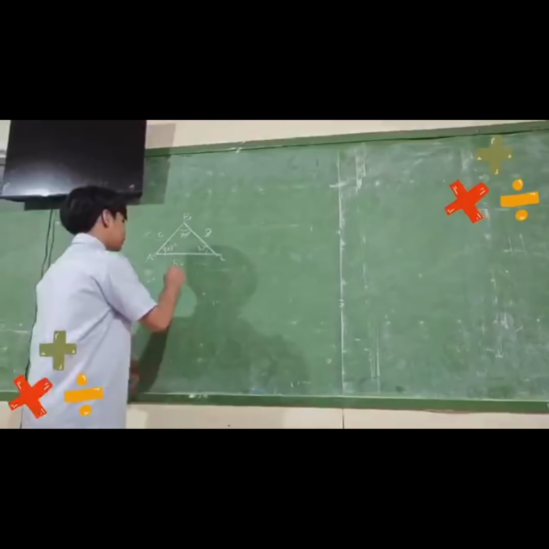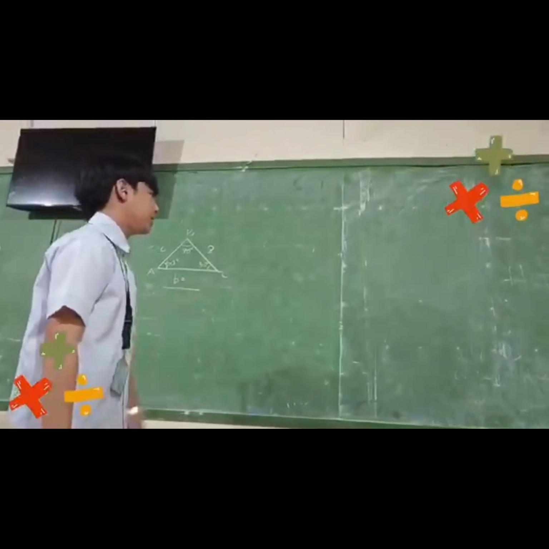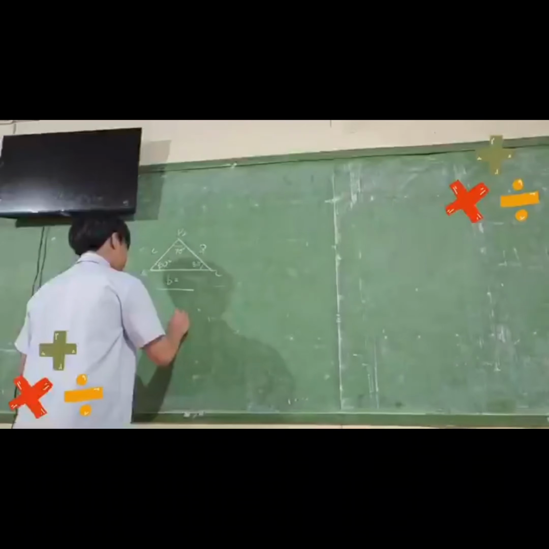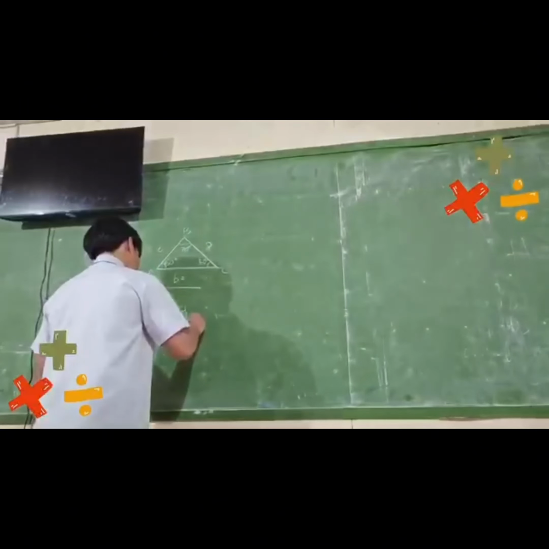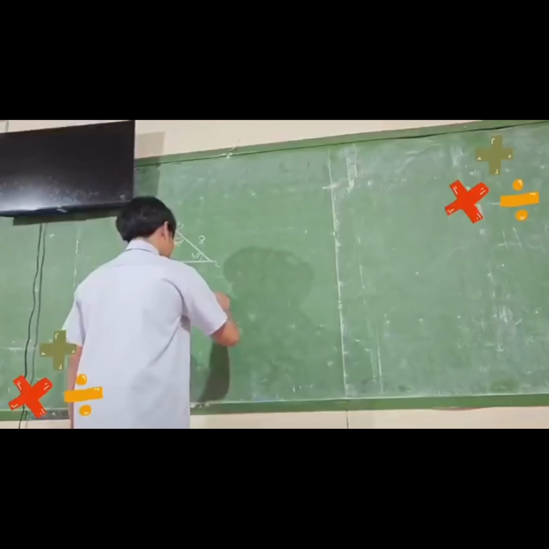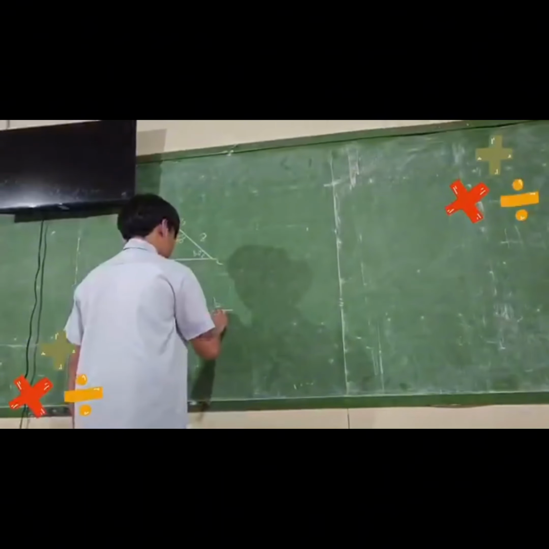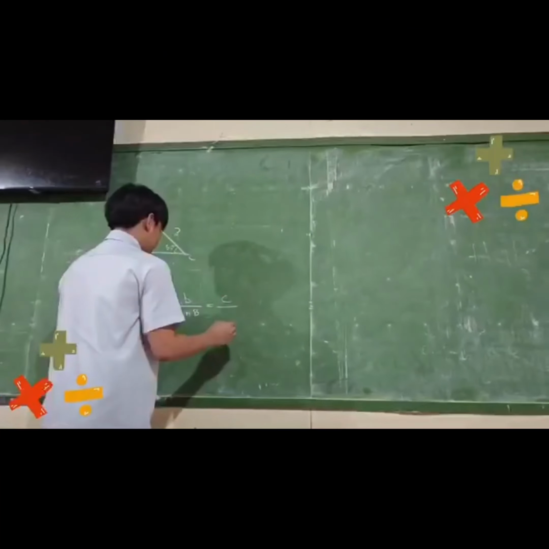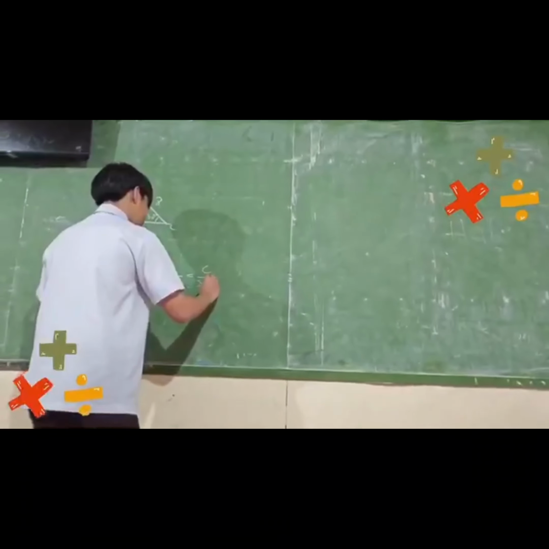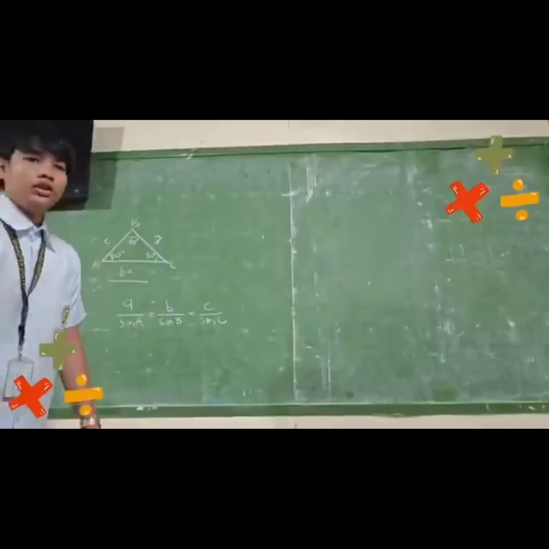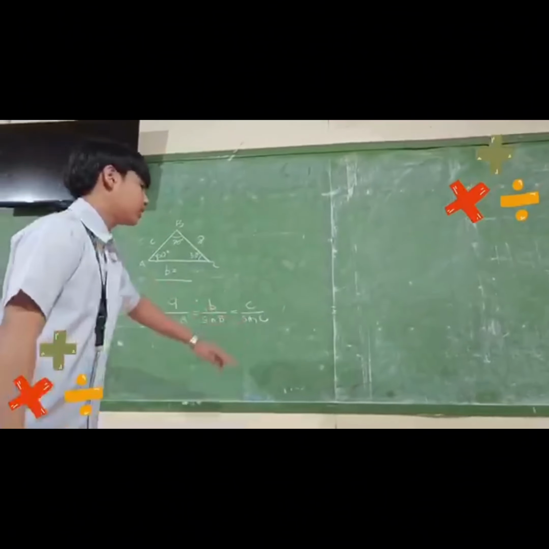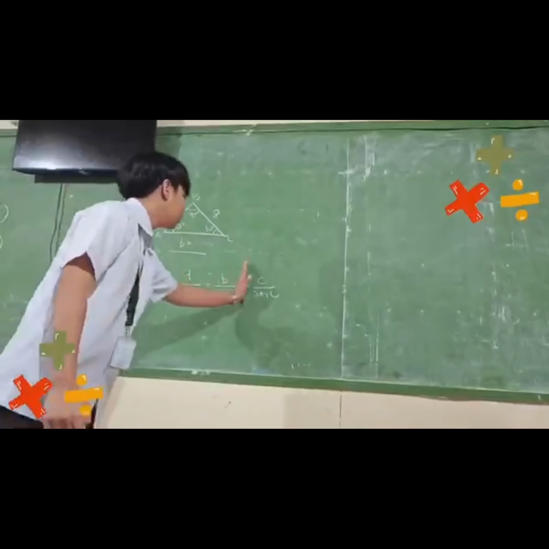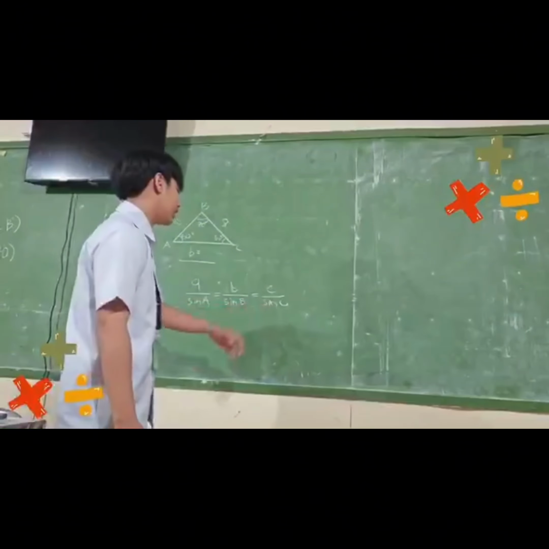So the second step is we're going to find the length of B. How you do that is first we look at the law of sines formula, which is a over sine angle A equal to b over sine angle B, and lastly c over sine angle C. What we need is only two equations, so you don't need all three.